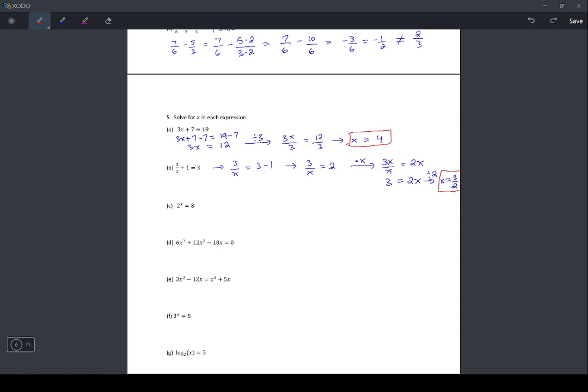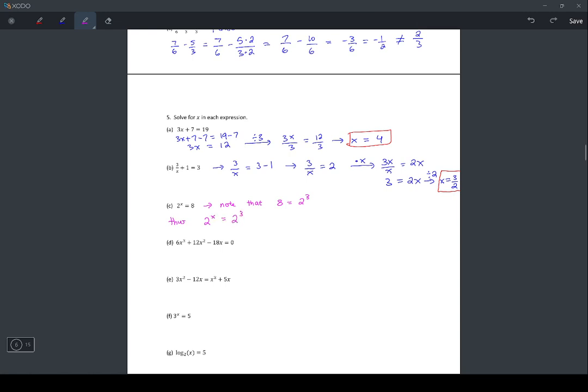The next problem is very different than these two. 2 to the power of x is equal to 8. So this time we're not manipulating in the exact same way. I'm going to use a trick. I'm going to note that 8 can be written as 2 to the power of 3. Thus, the question can be rewritten as 2 to the what is equal to 2 to the 3.